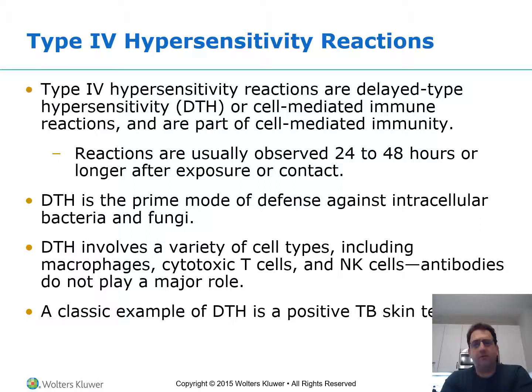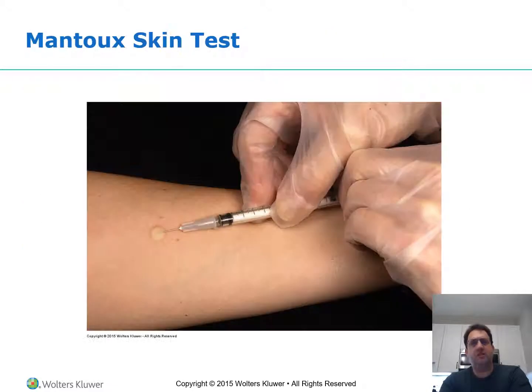Antibodies don't play a major role here. But this is delayed sensitivity, or delayed type hypersensitivity, which is what you're looking at with a tuberculosis skin test. You inject it, and you have to come back 2 days later to see if there was a reaction. There's the Mantoux test for tuberculosis.